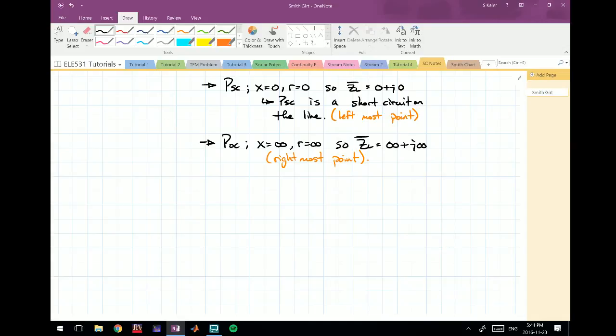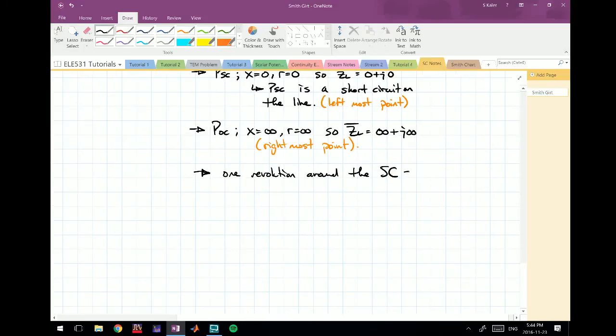Okay, cool. So we have these two properties. What else do we have? Let's talk about the actual size of the thing. So one revolution around the Smith chart, I'll just call it the SC for abbreviating, is actually equal to lambda over 2 on the transmission line. So if I do one whole revolution around the Smith chart and I come back to the point where I was when I left, I've traveled lambda over 2 along the transmission line, okay?